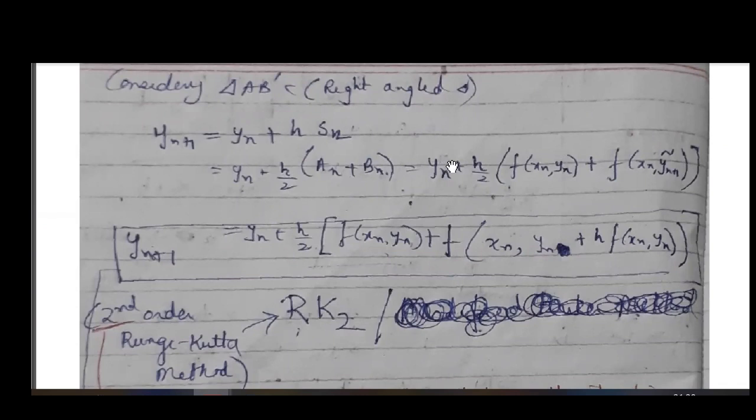See here, yn plus h by 2 f of x and yn plus f of xn and yn plus 1 tilde. Instead of yn plus 1 tilde, I will put the Euler's thing. Euler's thing means yn plus h into f of x and yn. So this is the thing. So this is the RK2 method.